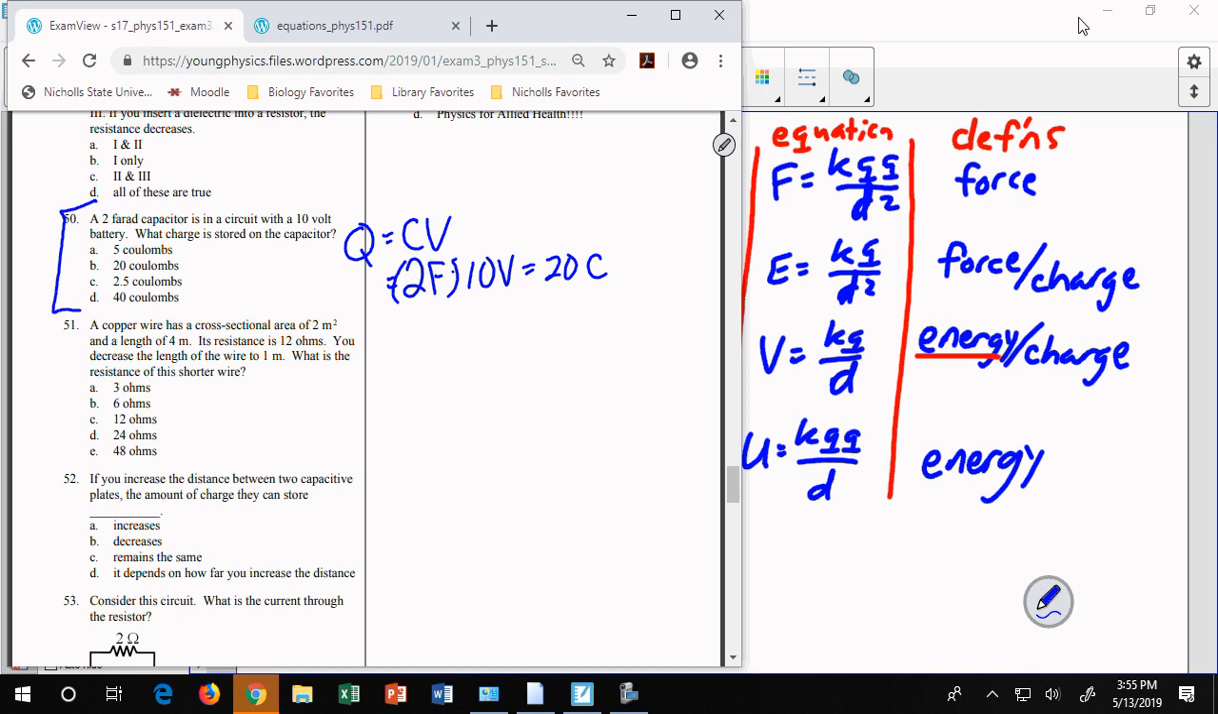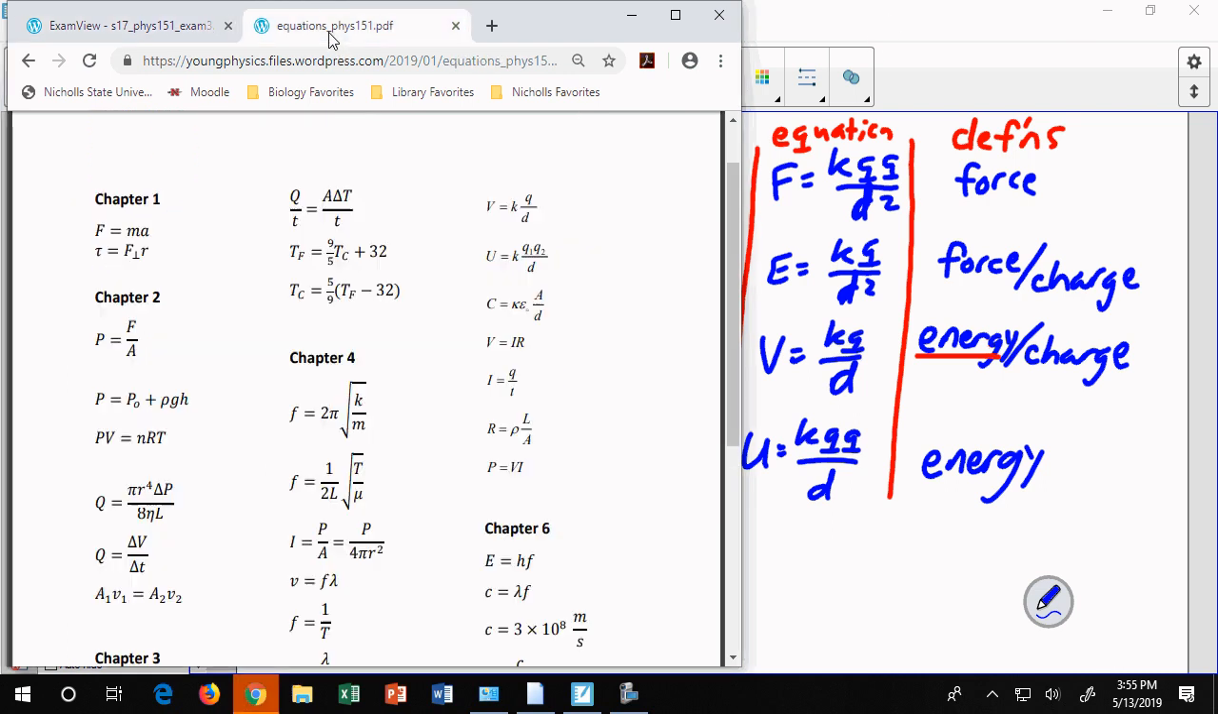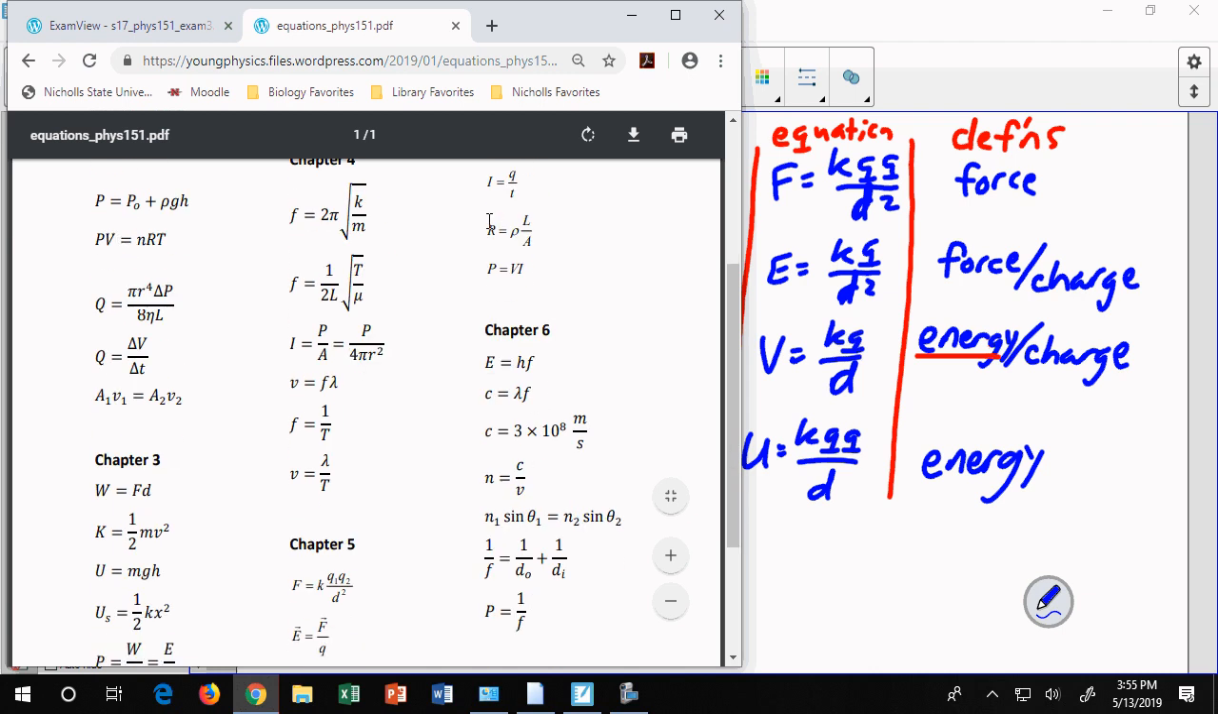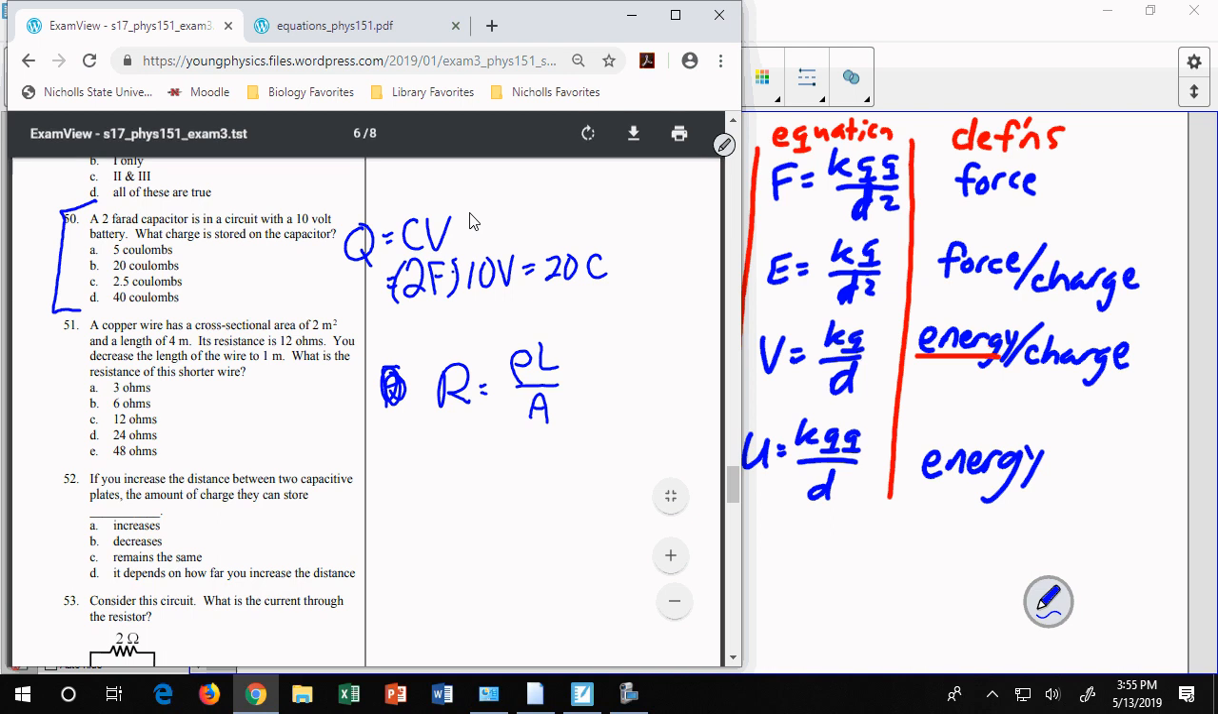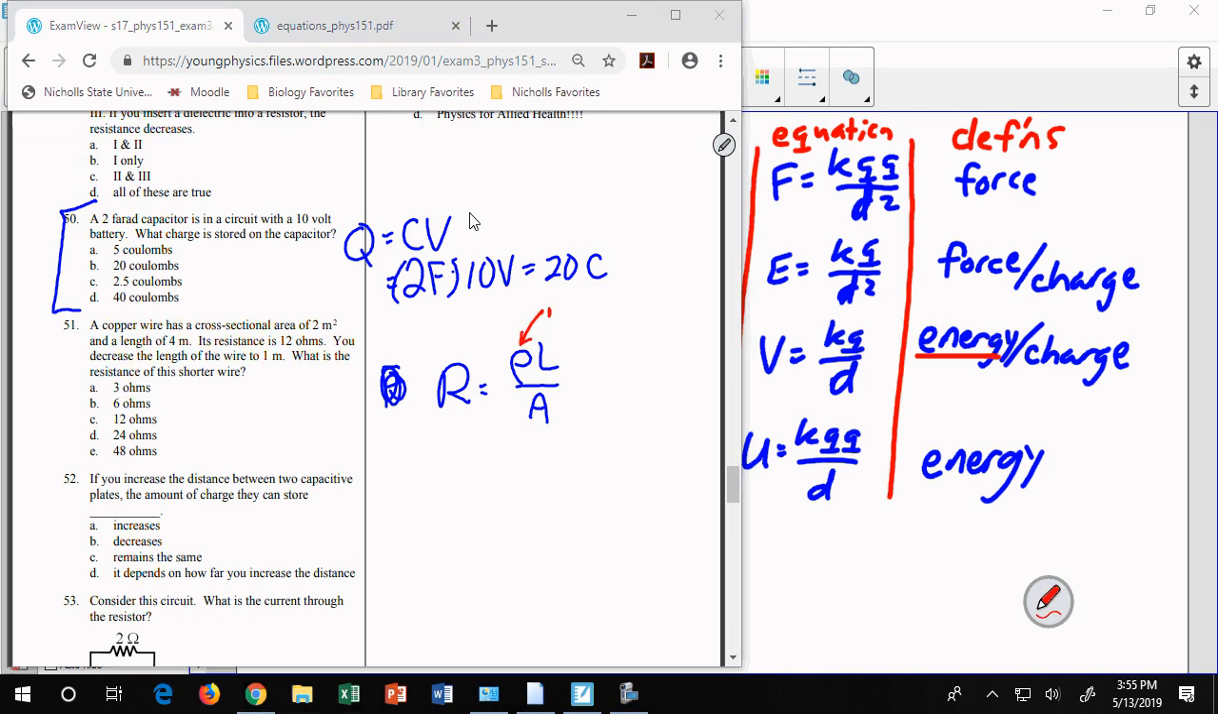Okay, so 51, it's kind of like with the Coulomb's law. R is equal to rho L over A. That's on our equation sheet. R is rho L over A. And I need to know what these are, right? This is my resistivity. It's just a constant. Some materials have a higher resistivity than others. Wood has a big resistivity. Copper has a low resistivity. L is the length. A is the area.